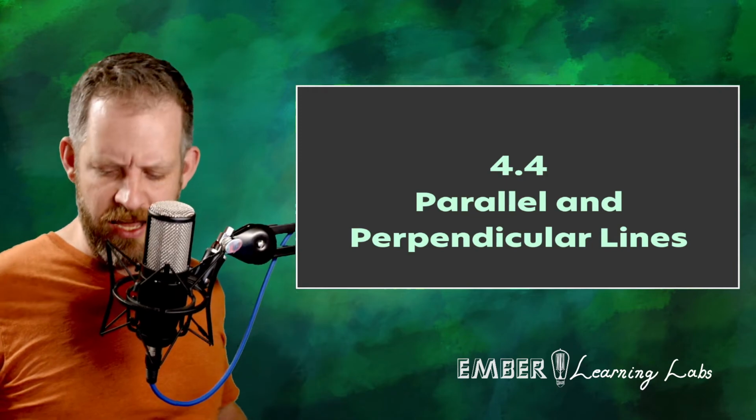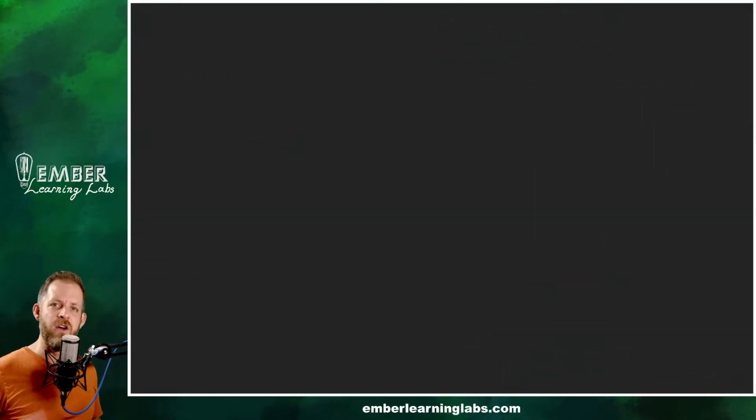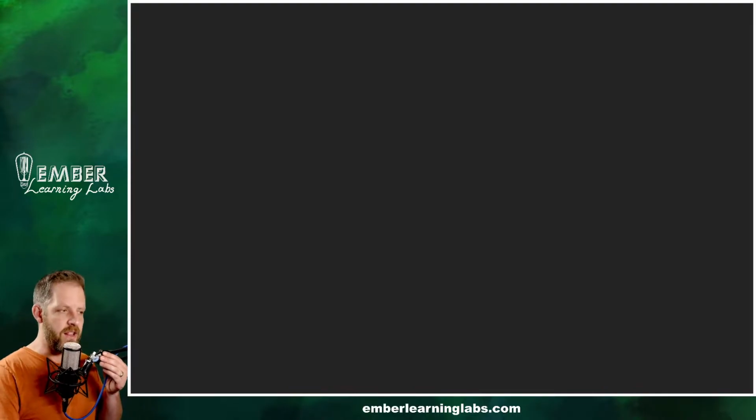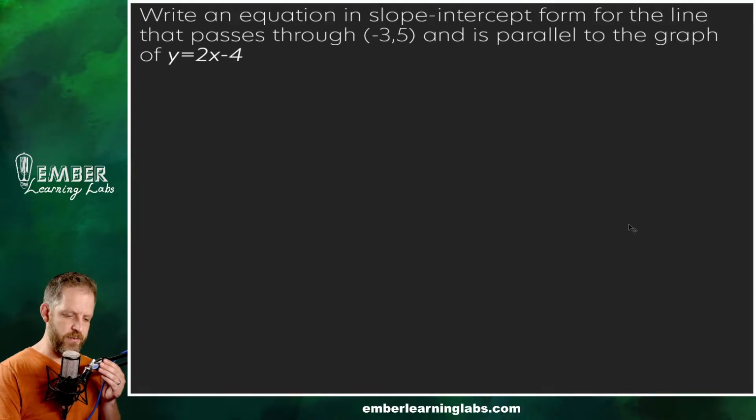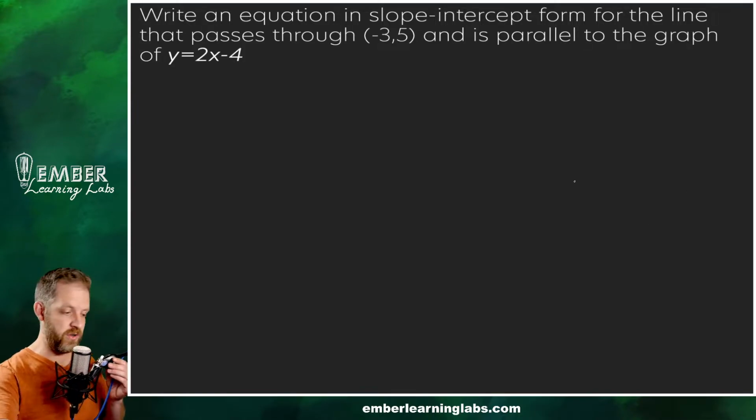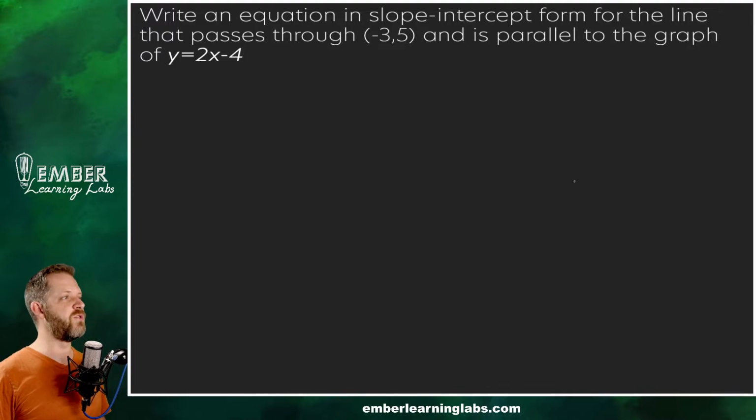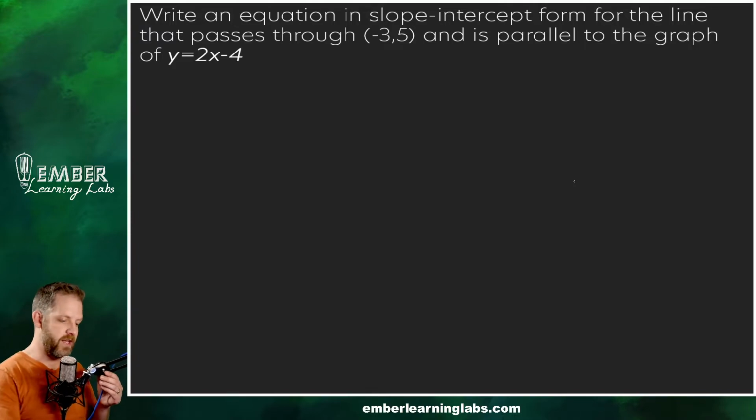Let's dive in and take a look at writing equations of lines that are parallel or perpendicular to other lines. Like we do a lot of times, we're going to learn this through example, because that tends to be a great way to learn the topic. So we're going to write an equation in slope-intercept form for the line that passes through (-3, 5) and is parallel to the graph of y equals 2x minus 4.